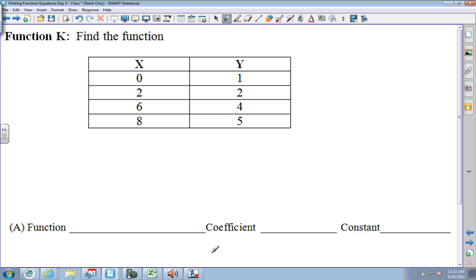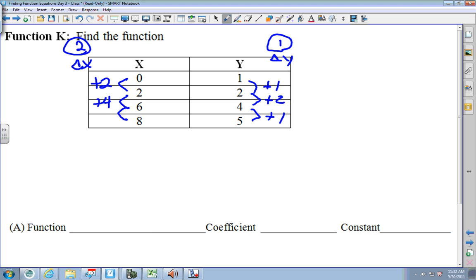Next one right here. Pause the video. Come back and see how you do. Step 1. Delta y. Plus 1. Plus 2, plus 1. Step 2, delta x. Plus 2, plus 4, plus 2. Step 3, find delta y over delta x.